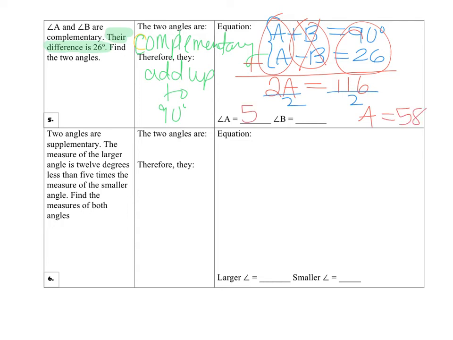So A is 58 degrees, and angle B, if the sum of them has to equal 90, then angle B must be 32 degrees. And let's just take a moment to check this. It said that they were complementary, so we just made sure they added up to 90, and then it says that their difference is 26. If we take 58 and subtract 32, I get 26. So I can check it and make sure it's right.